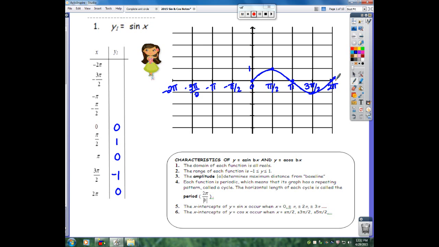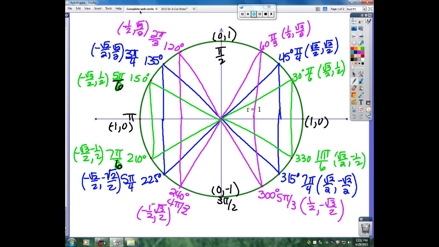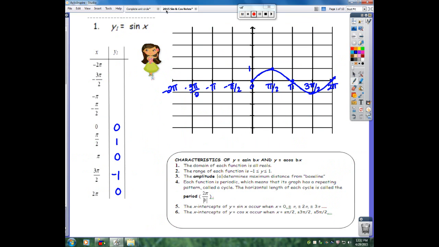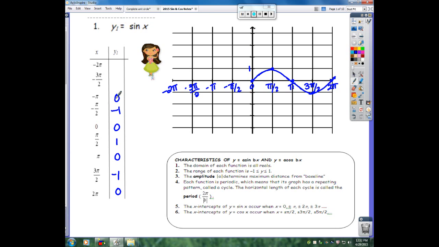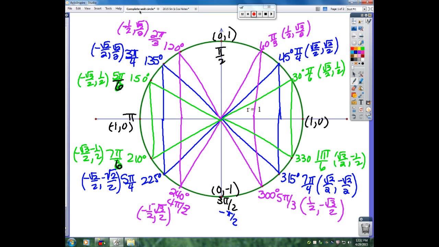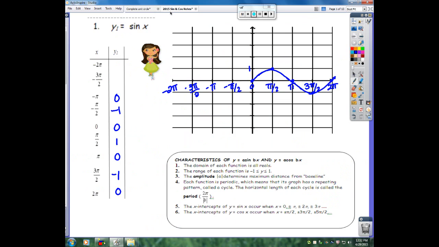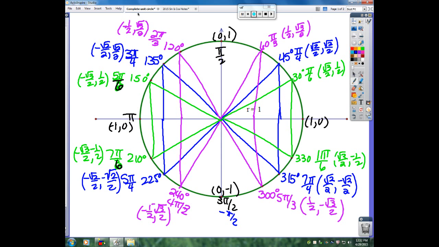Alright, let's go in the negative direction. So that means we're switching the direction, so we're going clockwise for our negative. Negative pi over 2 is going to be down here. So the sine of negative pi over 2 is negative 1. The sine of negative pi is going to be 0. The sine of negative 3 pi over 2 is going to be 1. And the sine of negative 2 pi is going to be 0.